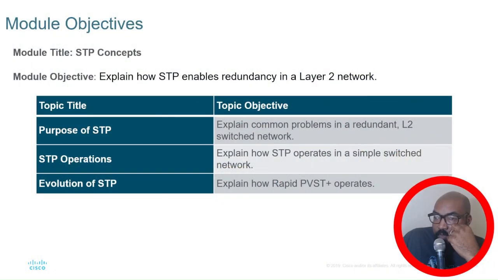Okay, so the purpose of this module: we're going to explain STP, how it enables redundancy on a layer 2 network. We're going to explain the common problems in redundant layer 2 switch networks. We're going to explain how STP operates in a simple switch network, and we're going to explain how rapid PVST operates. That's the Cisco version.